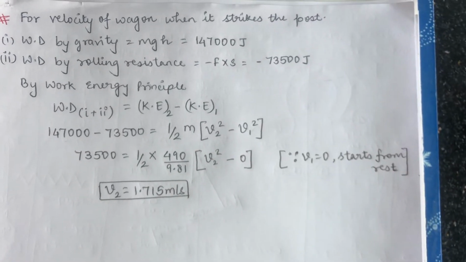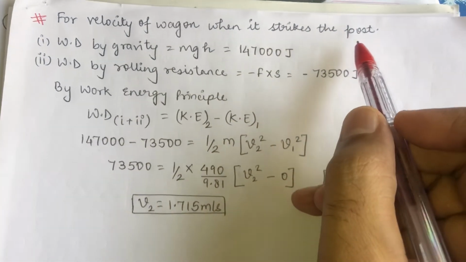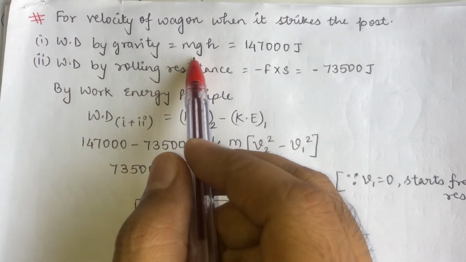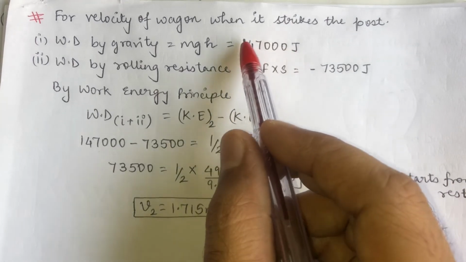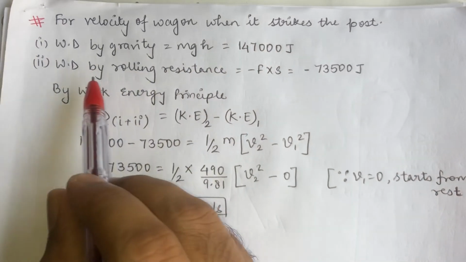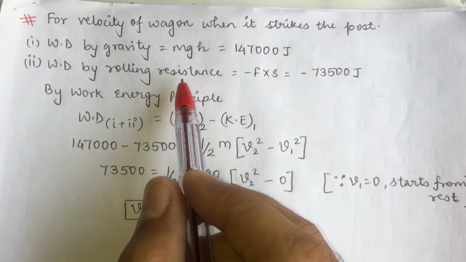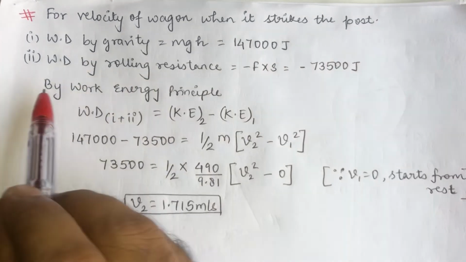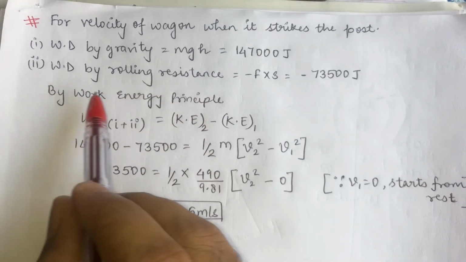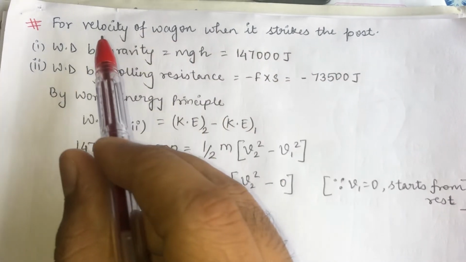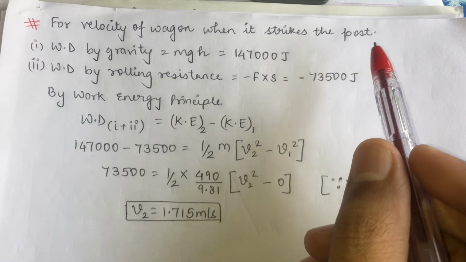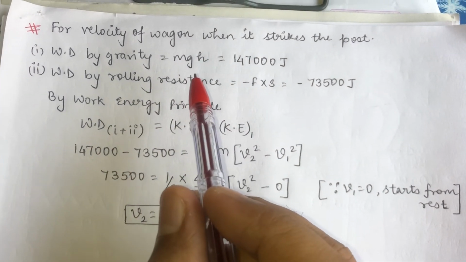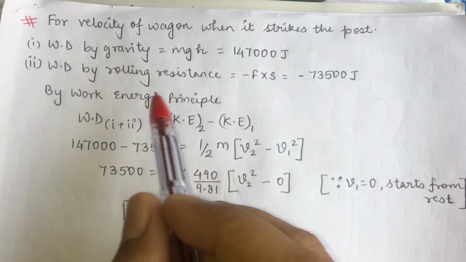For the velocity of the wagon when it strikes the post, in that case, the work done by gravity, which is mgh, is a similar value to what we have seen earlier. Work done by rolling resistance, again minus f into s, which was the previous value. Here work done by spring will not come. Why? Because the velocity of the wagon is being asked when it just strikes the post, so the spring is not coming into the picture right now.